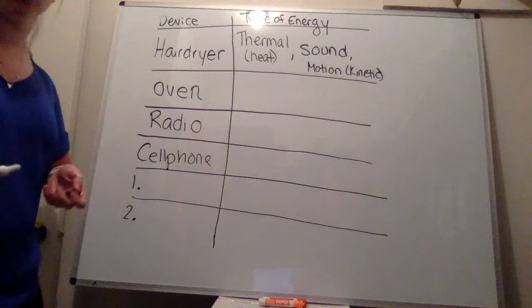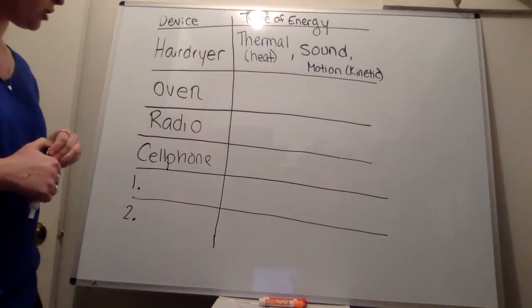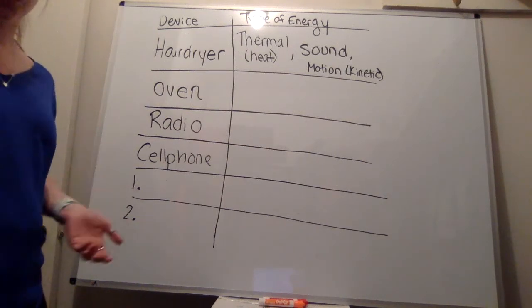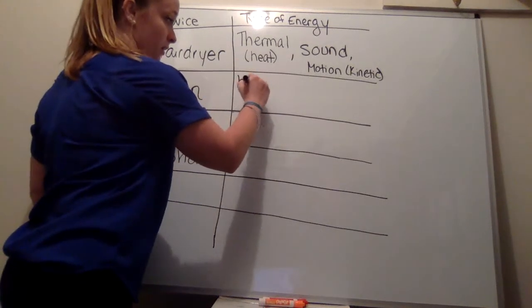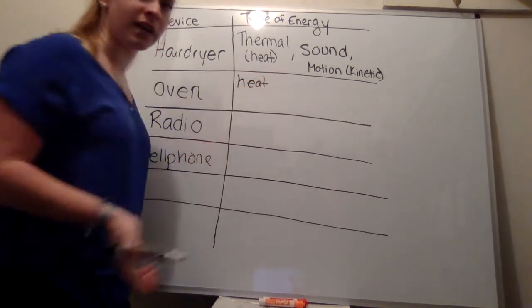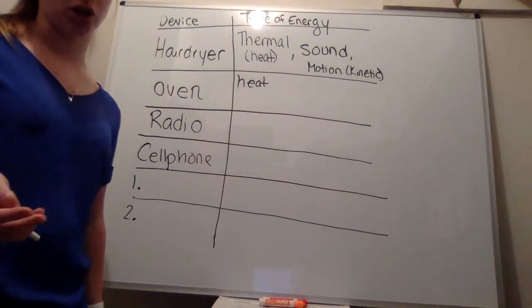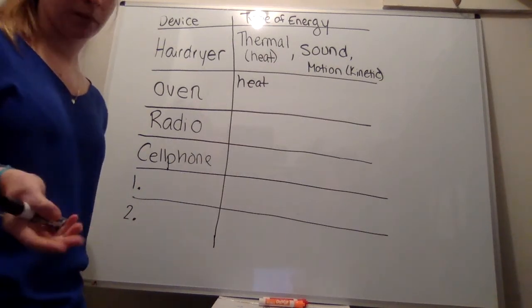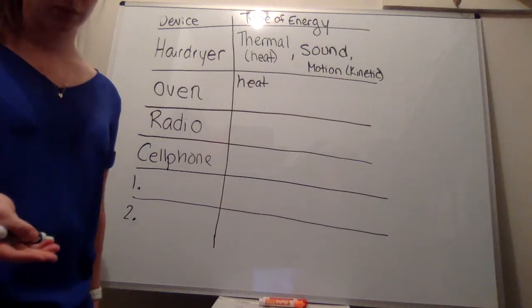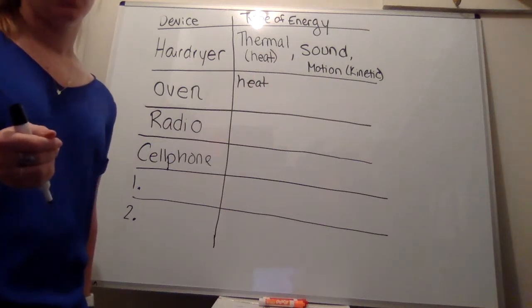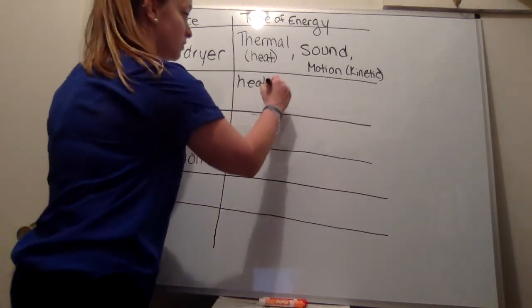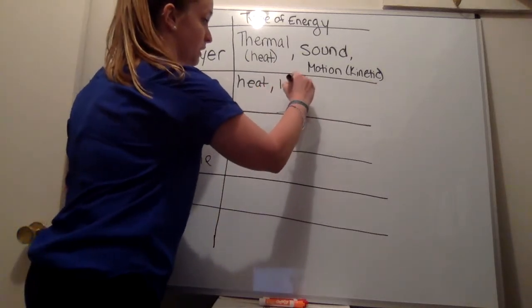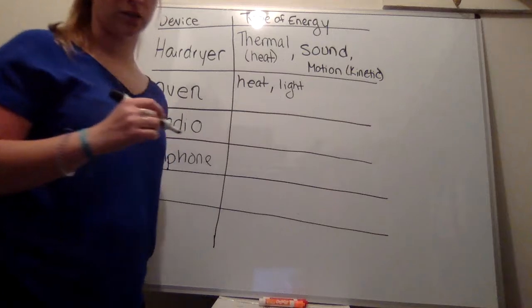All right, now depending on how often you cook, use your oven, think about what an oven does. Again, it's going to use heat. And again, you can write heat instead of thermal, that's okay, but just know that if you are talking about heat, you're talking about thermal, they're the same. And then a lot of times, what ovens do is they produce some type of light or frequency to heat up your food. So they also do light.